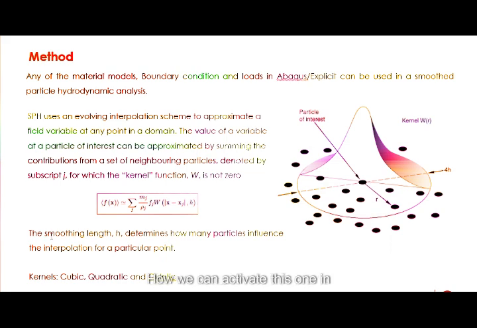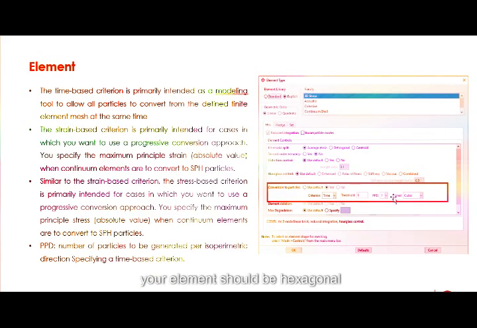How can we activate this in Abaqus? If you go to the mesh option, you need to set your mesh to Explicit and 3D Stress. Another important point is that your elements should be hexahedral, so either sweep or structured mesh. Then you will have this option at the bottom where you can activate conversion to particle, yes. And then here you have a criterion.